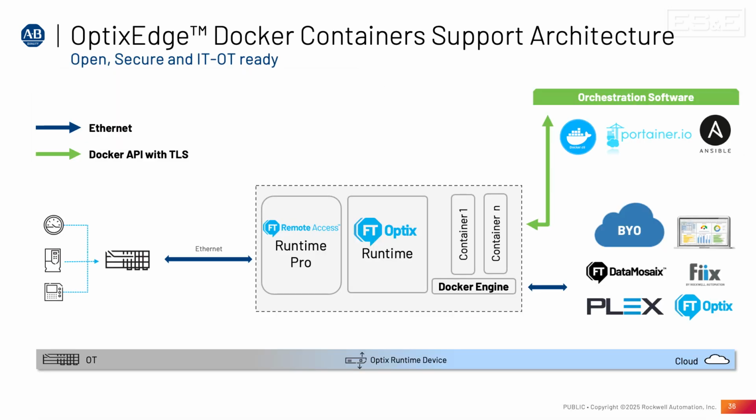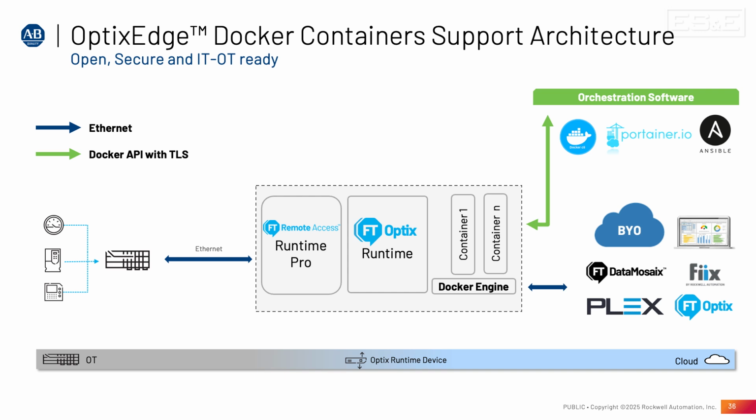So here's an example of the architecture. As you can see, we have our plant floor stuff on the left. We're connecting to drives, fans, whatever you have, your controllers, and you're going from Ethernet to a device. That could be OptixEdge, it could be an OptixPanel, it could be an awesome PC. As you can see, it automatically comes with the remote access runtime. You can upgrade to Pro, and then you have your FactoryTalk Optix runtime. And then the Docker engine is running those containers on that device, or managing them.